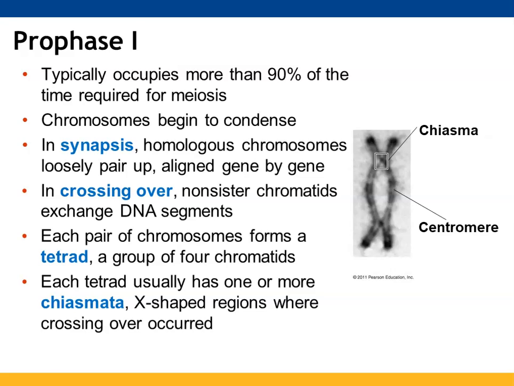They basically are forming a tetrad because you have two pairs of sister chromatids that are paired up together. So you have two sets of homologous chromosomes with their identical copies next to one another.